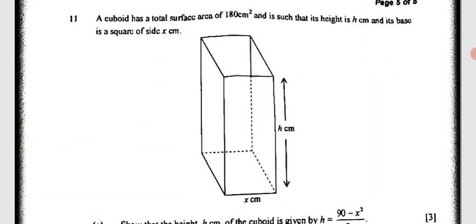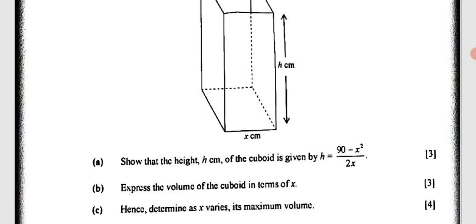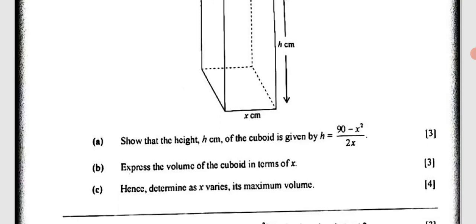Let us start with question 11. A cuboid has a total surface area of 180 centimeters squared and is such that its height is h centimeters and its base is a square of side x centimeters. A, show that the height h centimeters of the cuboid is given by h equals 90 minus x squared, everything divided by 2x, 3 marks. Then express the volume of the cuboid in terms of x, 3 marks. And hence determine, as x varies, the maximum volume, 4 marks for that one.